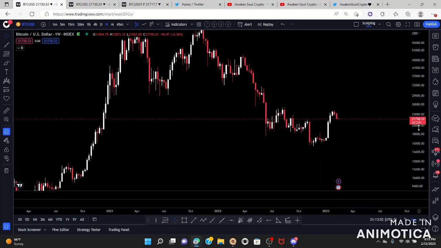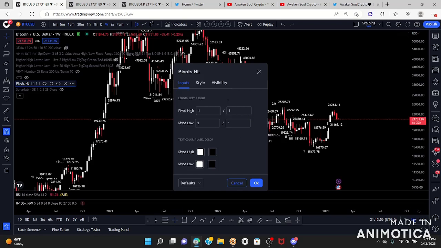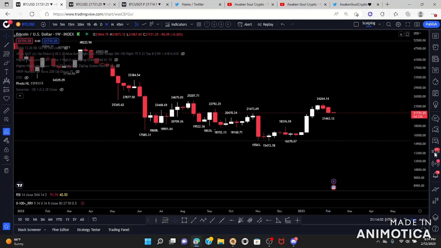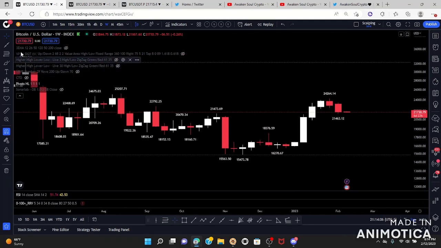Today we're going to be looking at Bitcoin and setting our next 4-hour target. On our weekly, we want to turn on our pivot highs and lows. I usually have it set at 5, but you could play with it. The lower the number is, the more pivot highs and lows that you would get.